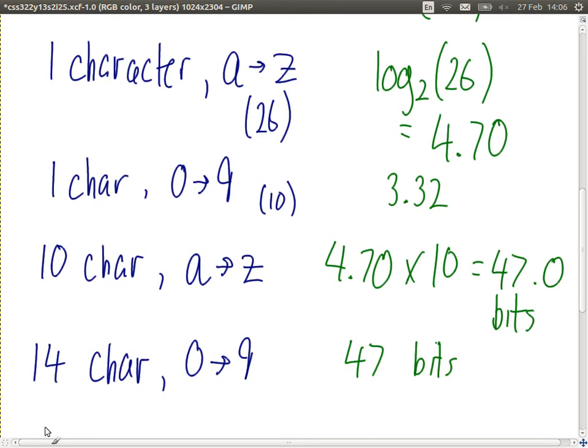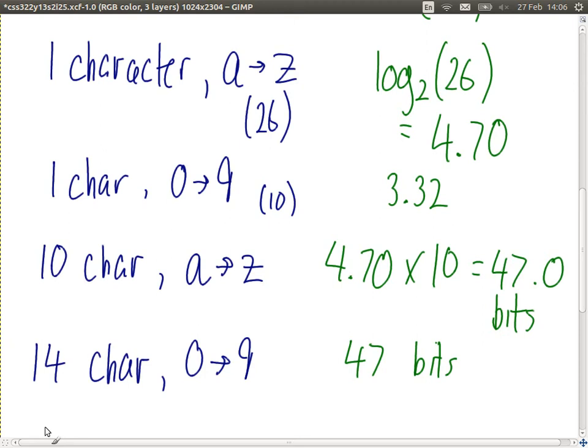So, now we can compare the strength of passwords. A 10-character password chosen only from lowercase is about the same strength as a 14-character password chosen just from numbers, because they're both equivalent to about a 47-bit binary value. Okay, so we can start to compare different password schemes.